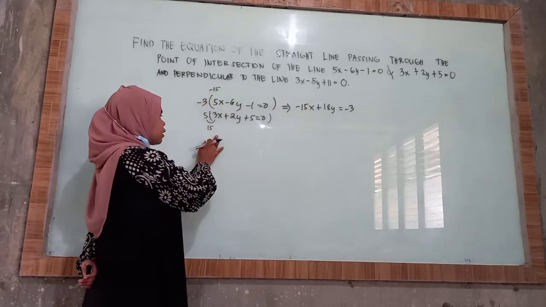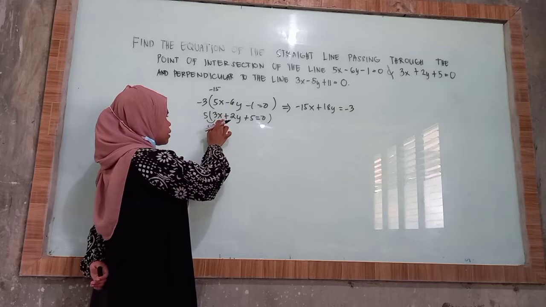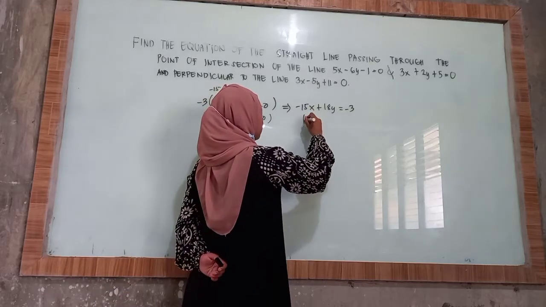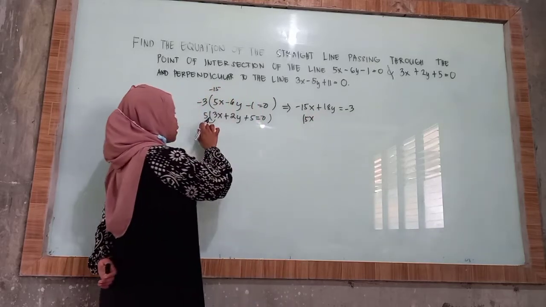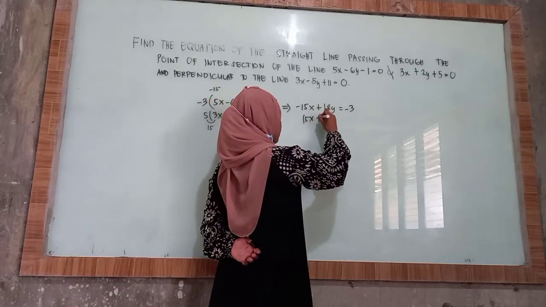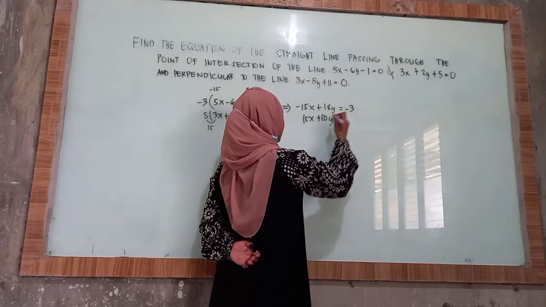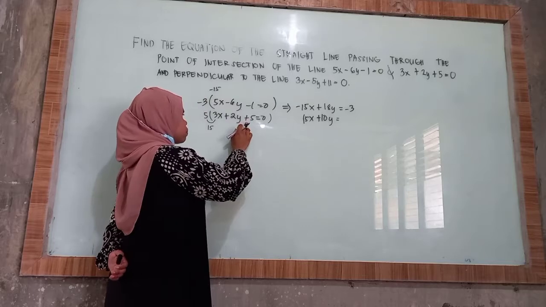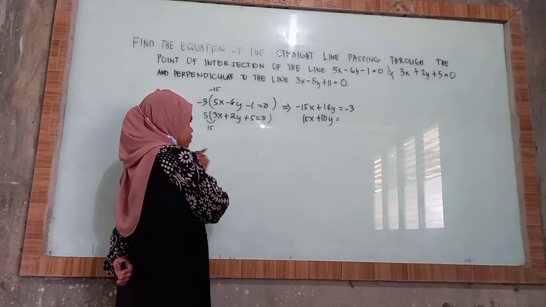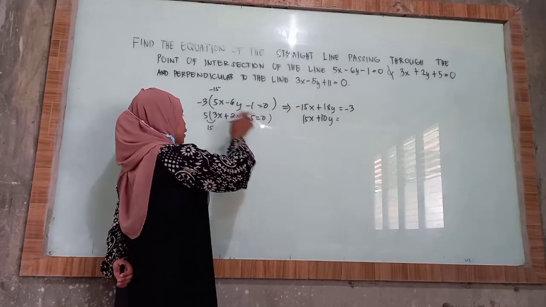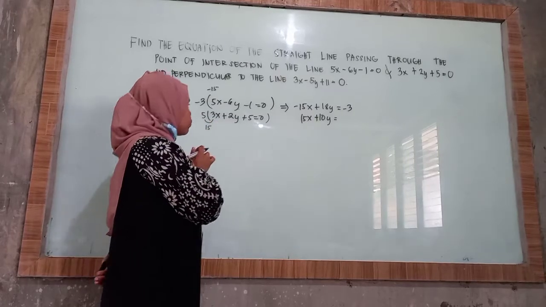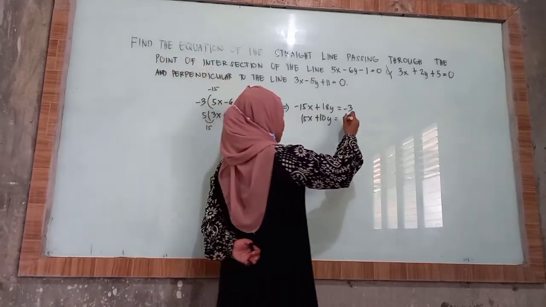So, for the second equation, we have 5 times 3x. So, that will be 15x. 5 times 2y, so I have positive 10y. And then, I am going to transpose also this positive 5 to the other side. So that will be negative 5. Negative 5 times 5, that will be negative 25.